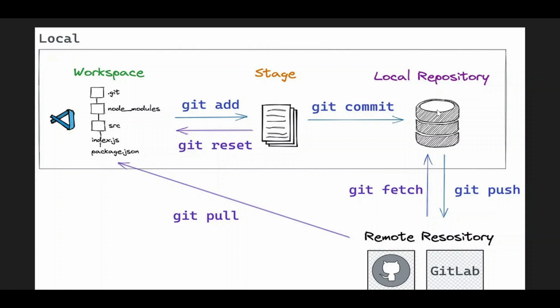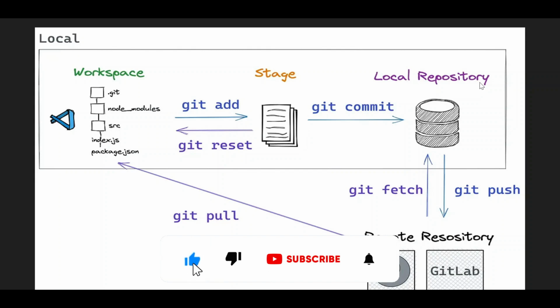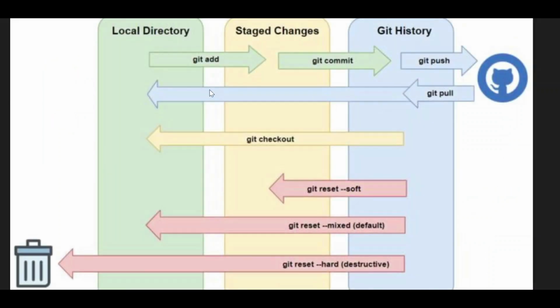Okay, but in case of --mixed, which is the default mode, those changes will come into your working directory. Okay, and those changes will be removed from the local repo plus the staging area. And if you want to move them to the local repo again, you have to run git add and git commit. Okay. So this is what we are talking about with git reset.